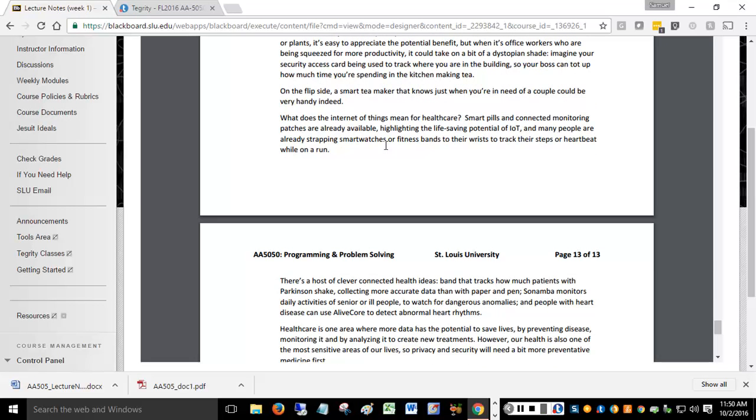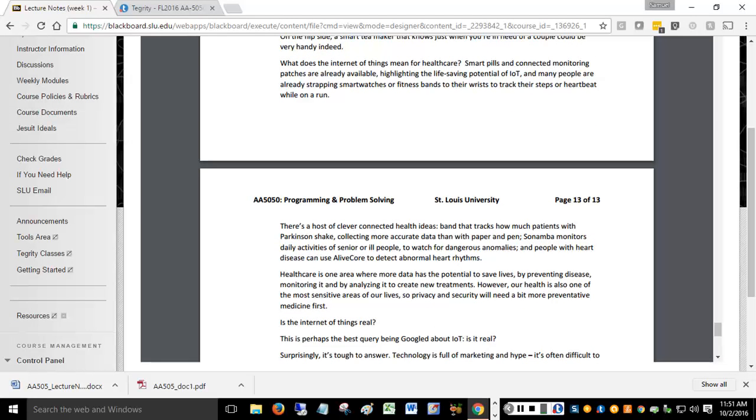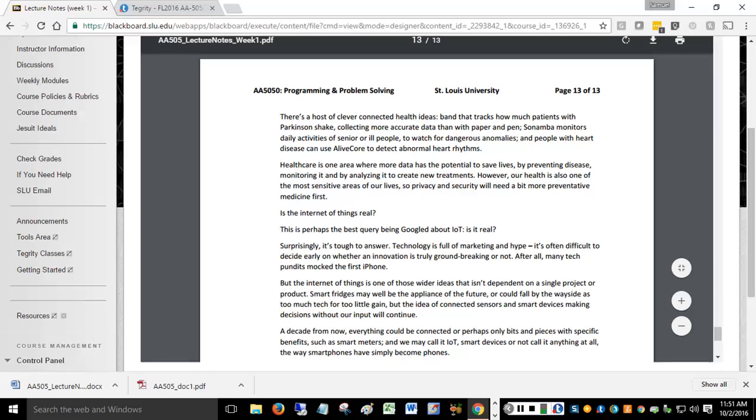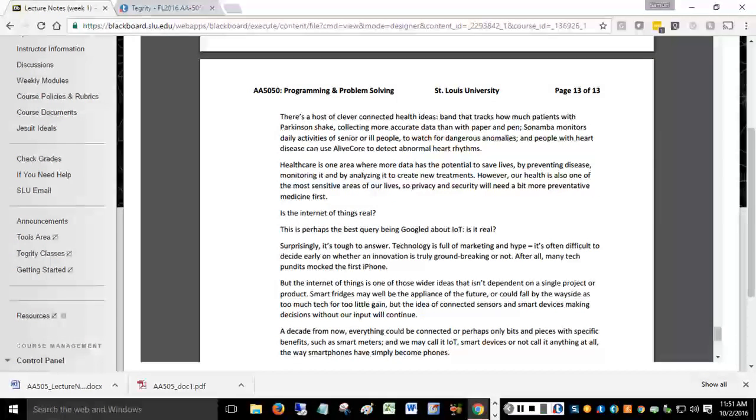So, what does the Internet of Things mean for healthcare? Smart pills are connecting to monitoring patches, highlighting the life-saving potential. Many people are already strapping smartwatches and fitness bands to their wrists so they can track their steps and heartbeats on a run. There are a lot of clever connected healthcare ideas.